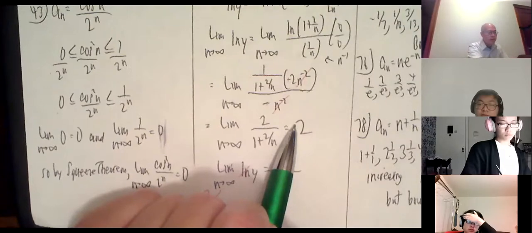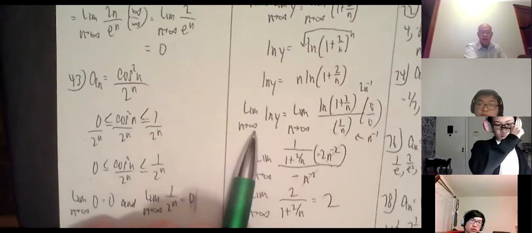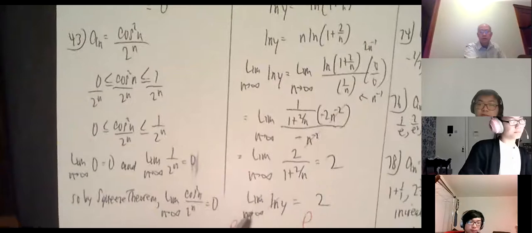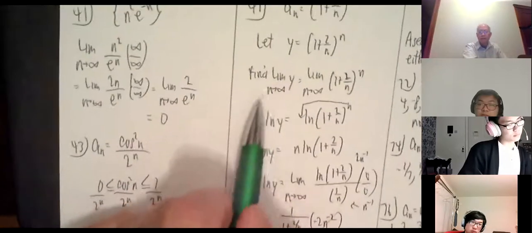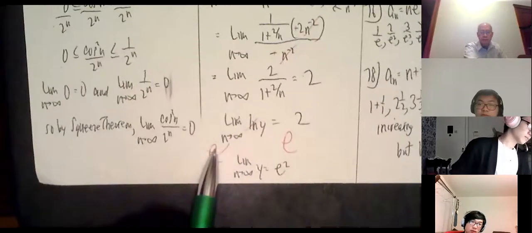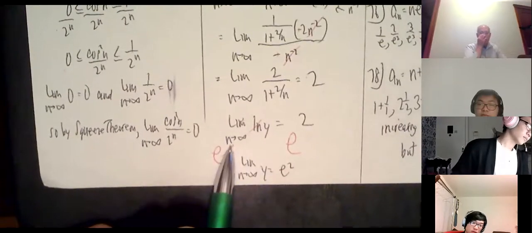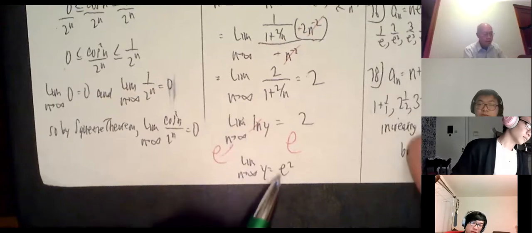Okay, so looking back over here, limit as n approaches infinity of ln y is now 2. But I'm trying to find the limit as n approaches infinity of just y, so I exponentiate. Put an e here, e and ln will cancel out. So I have what I want. So the limit as n approaches infinity of y is e squared. So the final answer is just e squared.